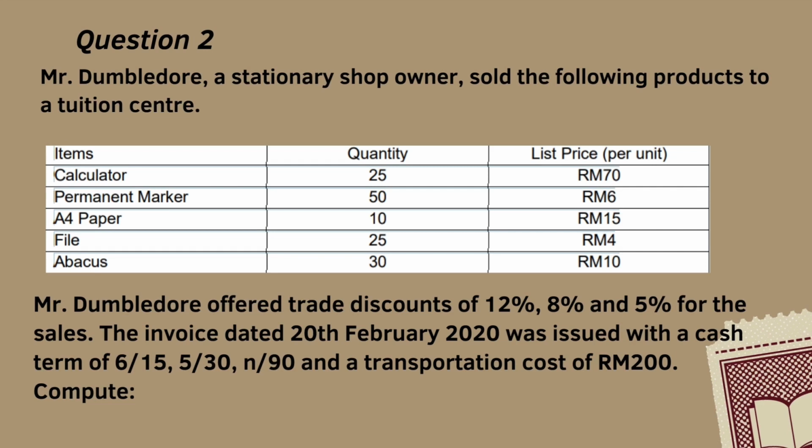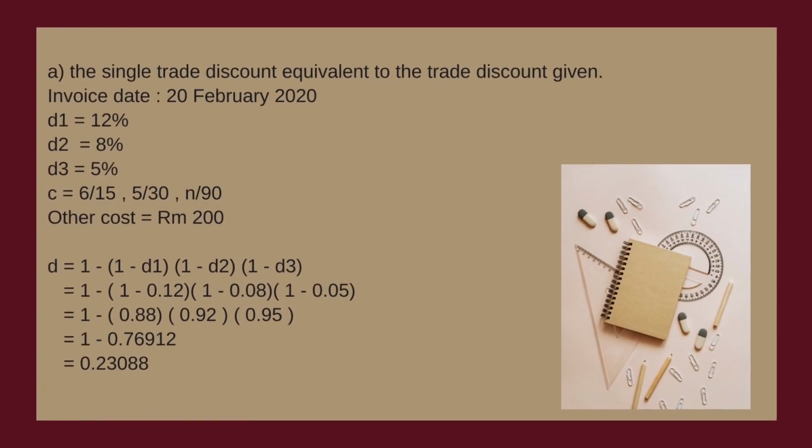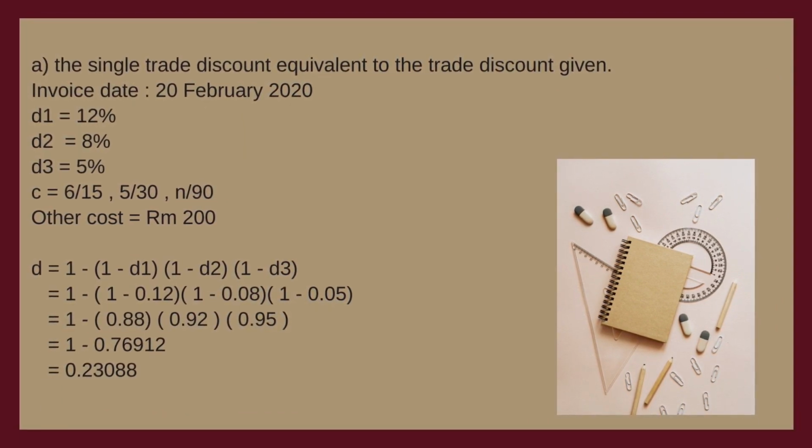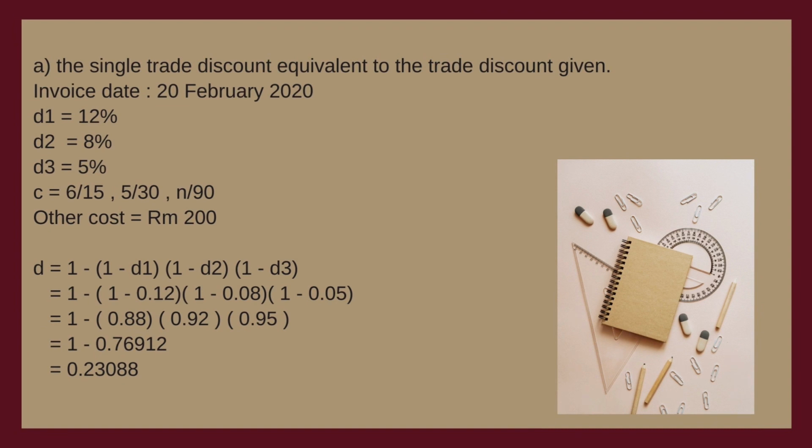As for question 2a, Mr. Dumbledore offered trade discounts of 12%, 8%, and 5% for the sales. So, we need to list out the important information and substitute the information into the formula. As we can see, the question asks us to find the single trade discount equivalent to the trade discounts given. So, we use this formula to answer the question.